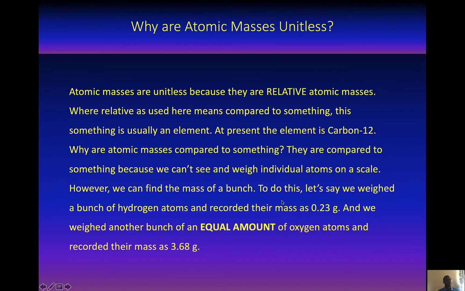To do this, let's say we weighed a bunch of hydrogen atoms and recorded their mass as 0.23 grams, and we weighed another bunch of an equal amount of oxygen atoms and recorded their mass as 3.68 grams. Now, an interesting question comes up. How do we know we have an equal amount of oxygen atoms and hydrogen atoms?